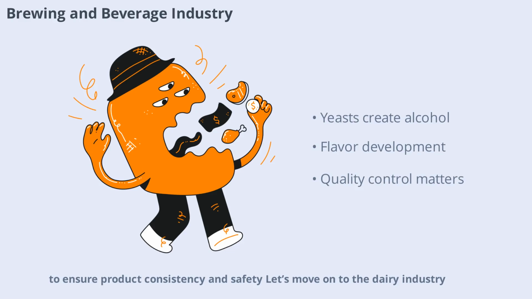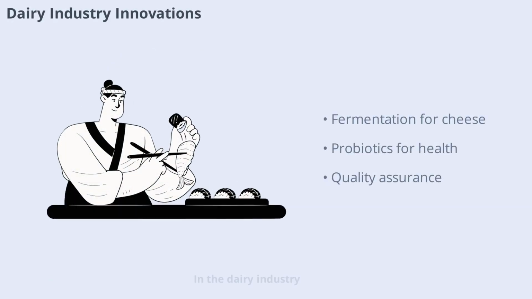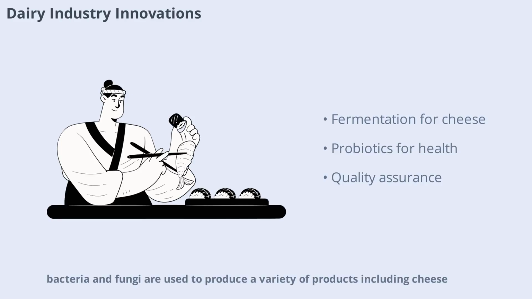Let's move on to the dairy industry. In the dairy industry, bacteria and fungi are used to produce a variety of products, including cheese, yogurt, and sour cream. Specific bacterial cultures are added to milk to initiate fermentation, resulting in unique textures and flavors. The use of probiotics, beneficial bacteria, is also growing, offering health benefits to consumers. Microbiology ensures the safety and quality of dairy products through rigorous testing and process control.